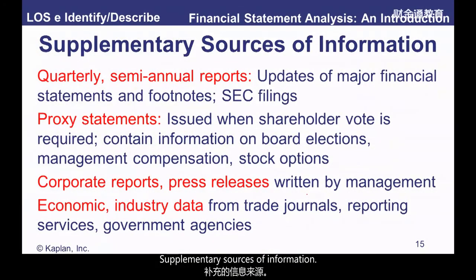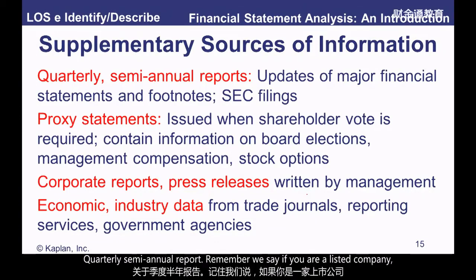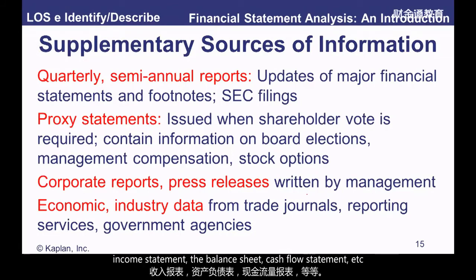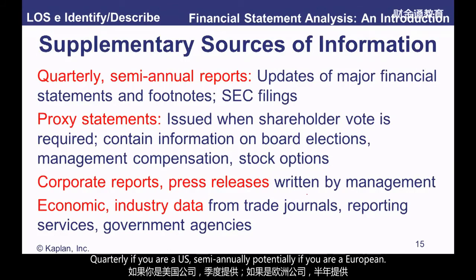Supplementary sources of information. We've got to identify and describe supplementary sources of information. Can't say I'm particularly excited by this as a learning outcome. Again, an awareness I think will do you. Quarterly, semi-annual reports. Remember we said if you are a listed company, then you're going to need to produce updates of your major financial statements, the income statement, the balance sheet, the cash flow statement, etc. Quarterly if you're US, semi-annual potentially if you're European.